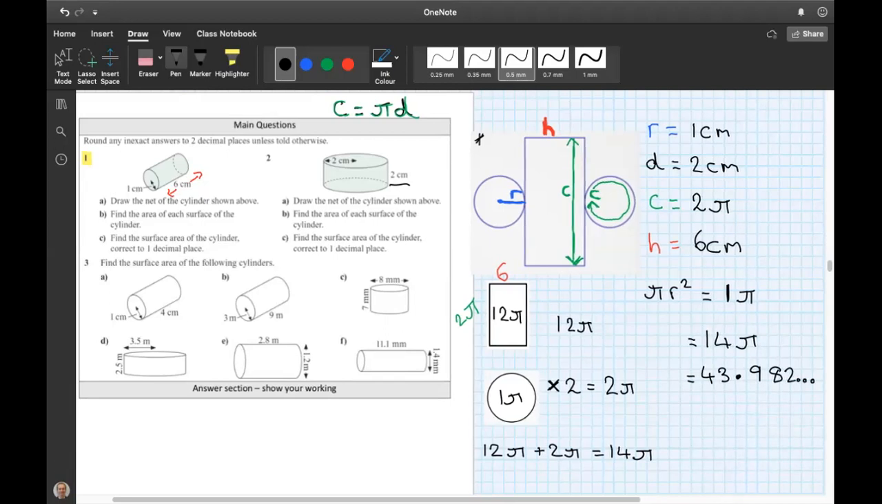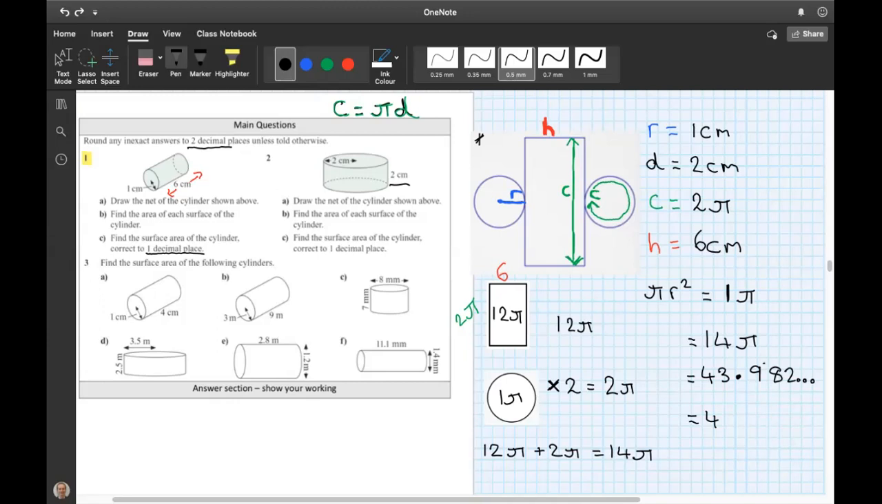Now, up here, it says 2 decimal places, but in this question, it just asks for 1 decimal place, okay? So we're just going to round it to one decimal place here, 43.98. Okay. So let's go back, because this is slightly trickier.